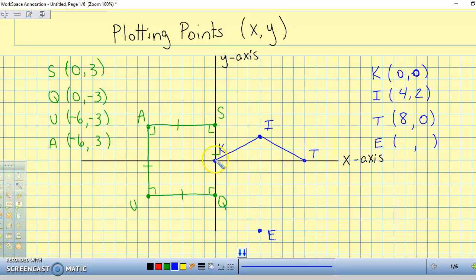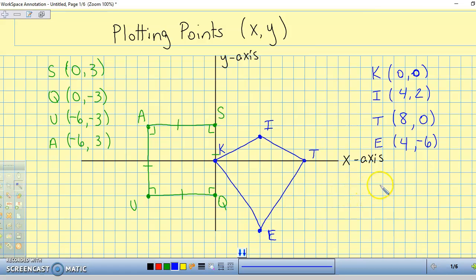Okay, so from (0, 0) again, I go across 1, 2, 3, 4. So that's a positive 4 on the x. And then down 1, 2, 3, 4, 5, 6. So I went positive 4 on the x, and then down 6, so negative 6 for the y. Okay, and then when I connect those, there is my kite.